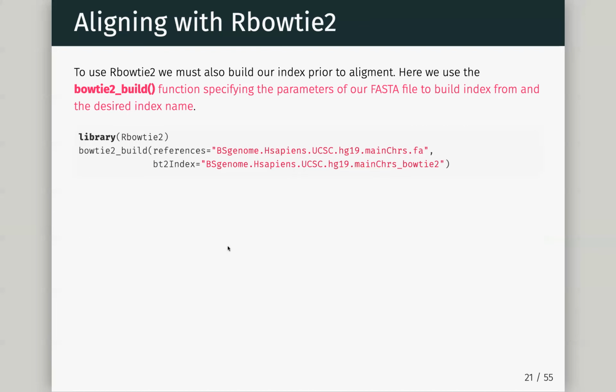We can also use Bowtie to do the same thing. Just to show you that, a lot of people like Bowtie 2. To do that was very similar. We just do library Rbowtie2. We can provide the FASTA file we produced to references, and then we just tell it the name of the index we want to make. So here, the same as previously, with underscore bowtie2.